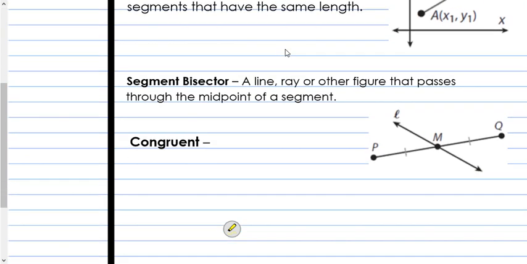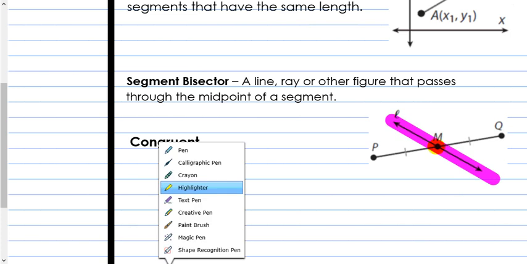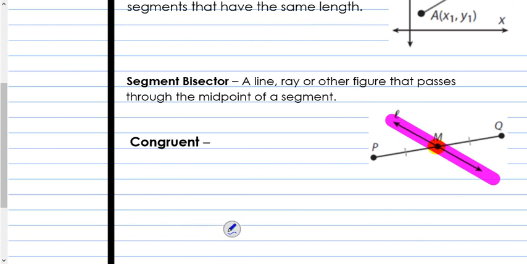A segment bisector is a line, ray, or another figure that passes through the midpoint of a segment. So if M is the midpoint, line L is passing through that midpoint, so it's cutting segment PQ in half. See these tick marks right here? Since they both have one mark each, that means that PM is congruent to QM.